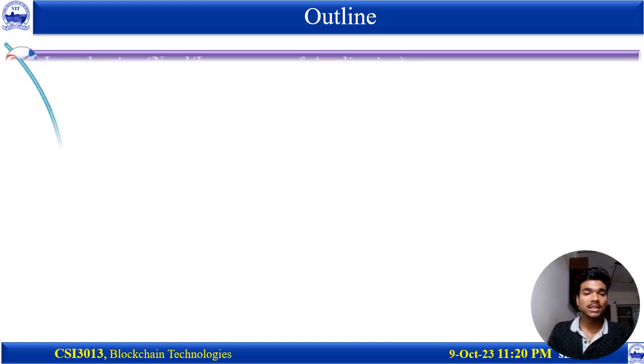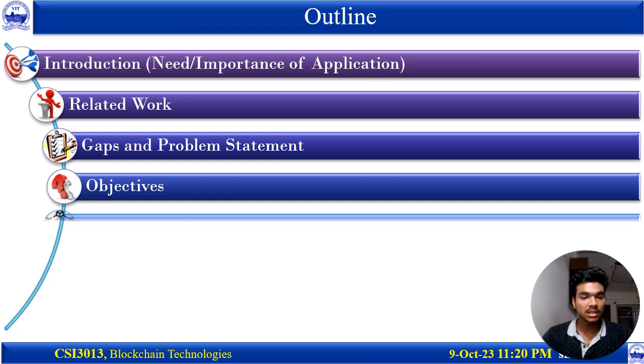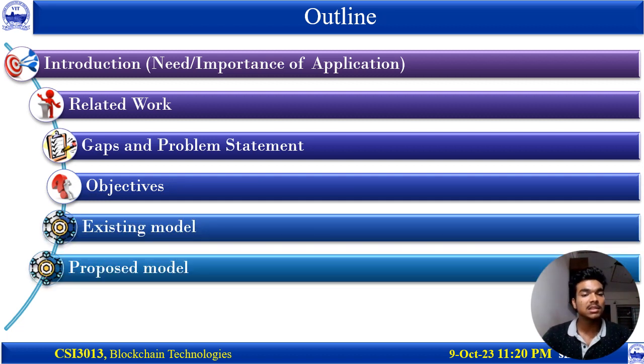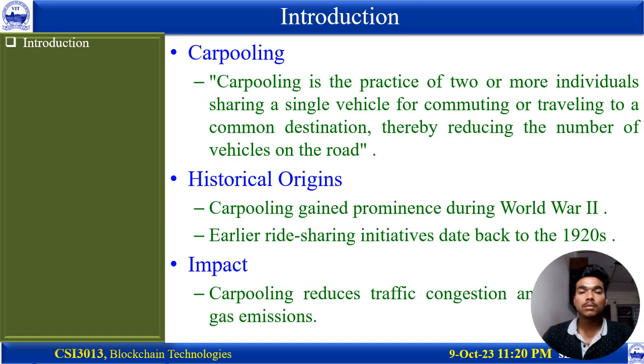So these are the outlines, basically what we'll be covering: the introduction, related works, gaps and problem statement, objectives, existing model, proposed model, and then the conclusion and the references. So basically, what is the introduction?